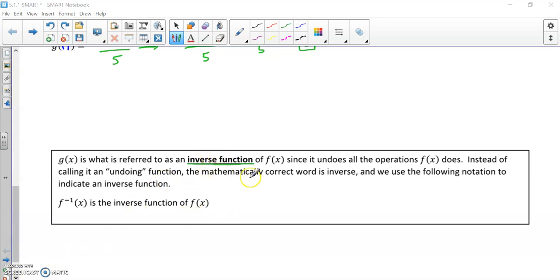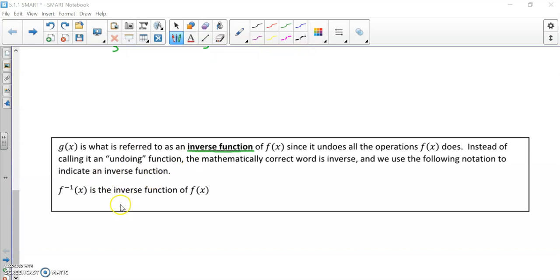And the whole idea is that an inverse function undoes all of the operations of the original function. So this is the actual correct mathematical word instead of just an undoing function. Okay, and then this is some notation here. So this little -1, that is the notation for the word inverse. You guys might remember from geometry, especially those of you that I know I had, that when we did trig inverses, like sine inverse, cosine inverse, we also had this -1 there. So that still is notation just to mean the word inverse.